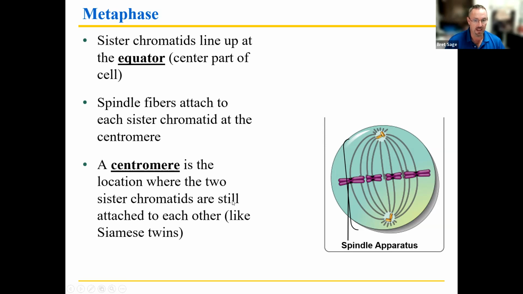The centromere is the location where the 2 sister chromatids are still attached to each other. So right at the centromere is where these spindle fibers attach. So they're going to pull the copies apart.